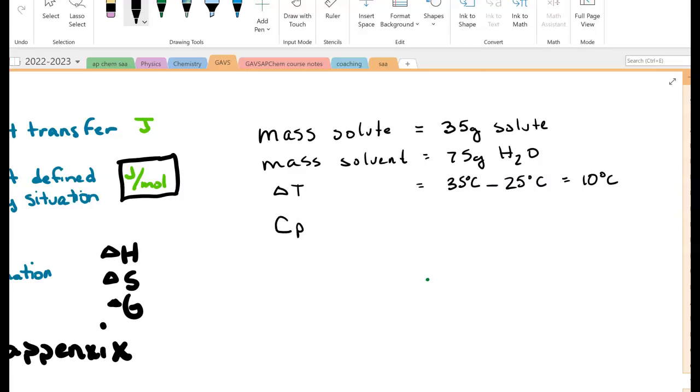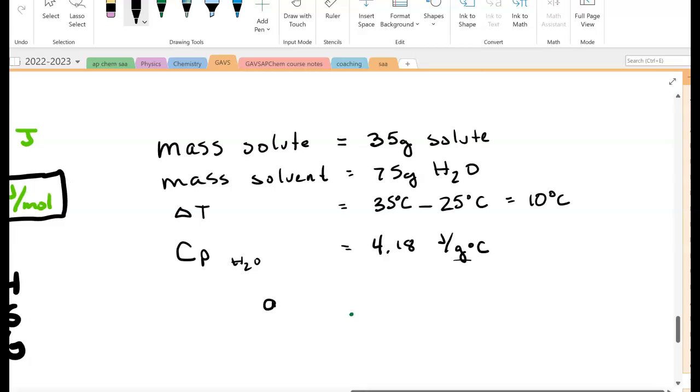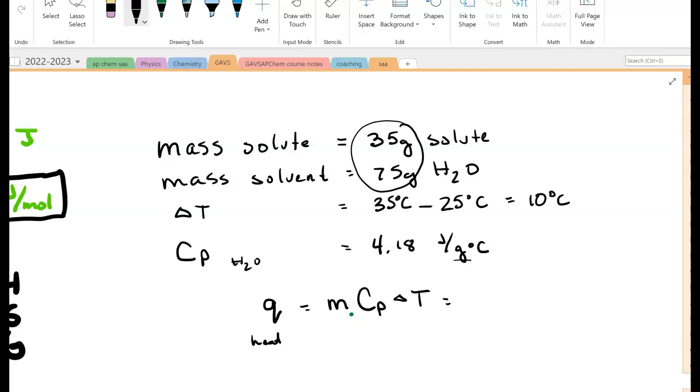The other variable would be specific heat. And for water, that would be 4.18 joules per gram of whatever we have per degree Celsius, based on the equation that the heat is the mass that changed temperature times the specific heat of the situation times the change in temperature. So for this particular problem, we have 35 and 75 grams changing temperature. So that's the mass that I want to include.